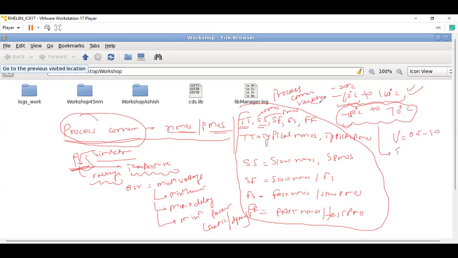I will show you in the theory and the practical analysis how you do this process corner variation analysis. We will first do the process corner variation analysis on one circuit. Then we will go for the theory of the Monte Carlo simulation. Why do we do Monte Carlo simulation? And then we'll do the Monte Carlo simulation also. So let me show you how we do process corner variations.